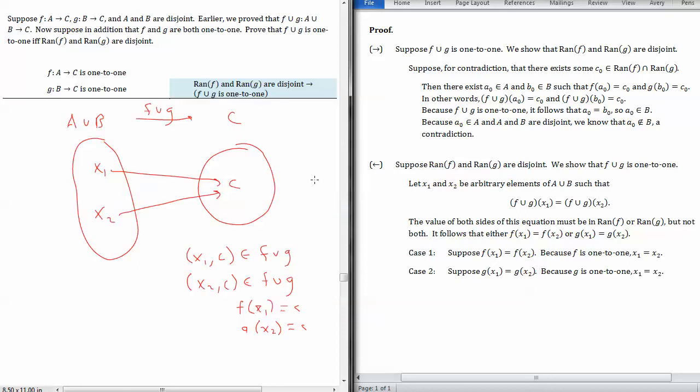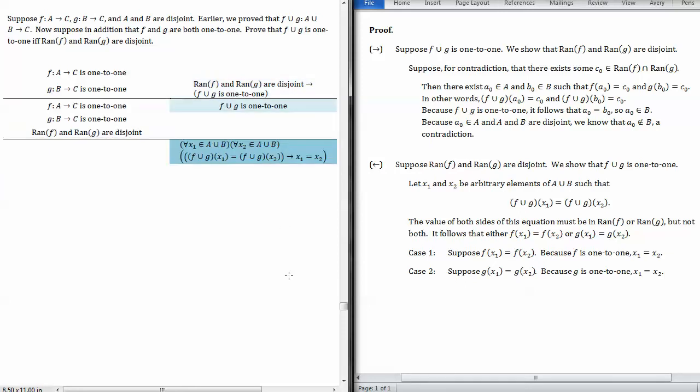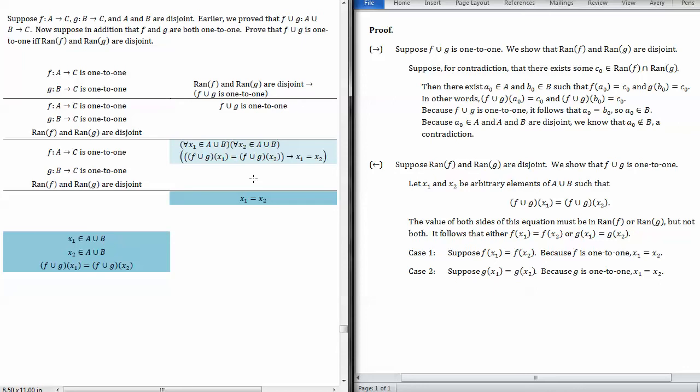Okay. So what does that tell me? If they're both in f, then I can label these arrows with f. And I can use the fact that f is one-to-one to conclude that x1 is equal to x2, which is what I needed. Or if they're both in g, I can use the fact that g is one-to-one to conclude the same thing. Okay, so let's try to work that out. Direct proof. Definition of f union g being one-to-one. Prove the universal by letting x1 and x2 be arbitrary elements. And then a direct proof: suppose the antecedent here and prove the consequent.